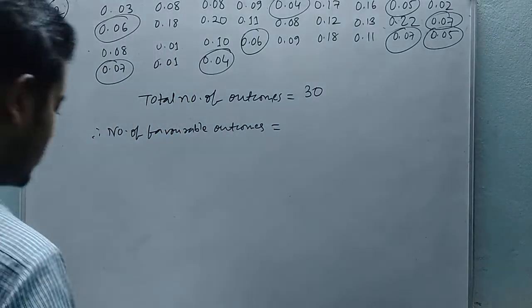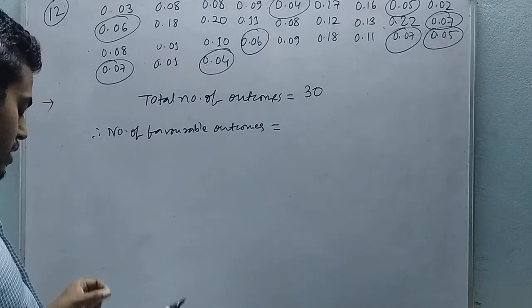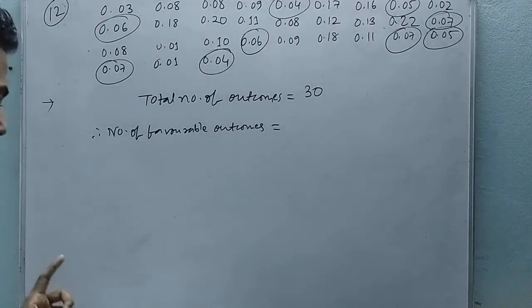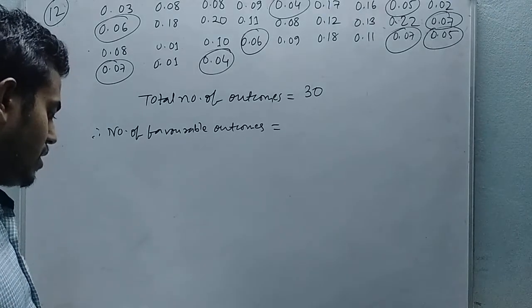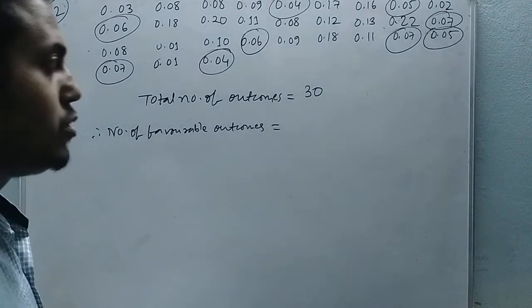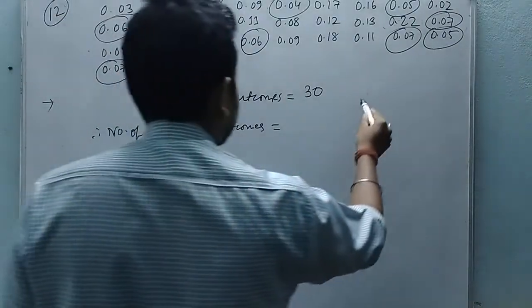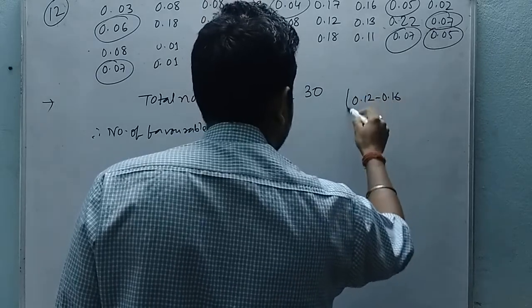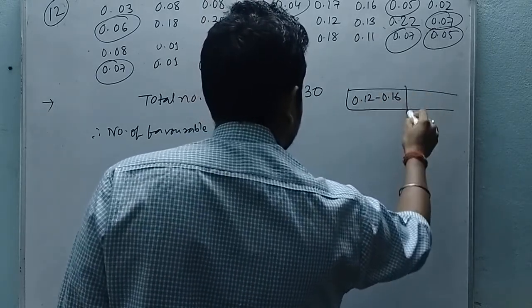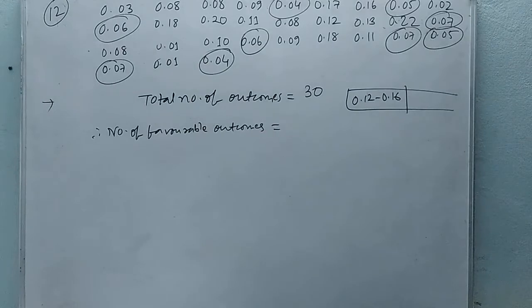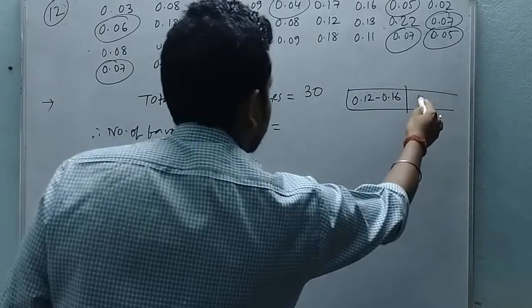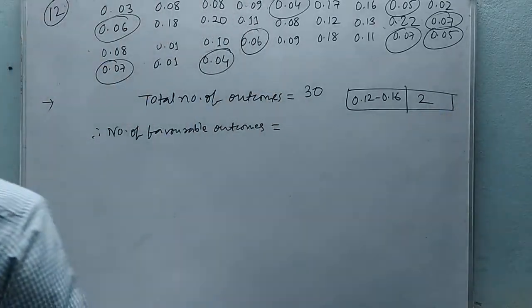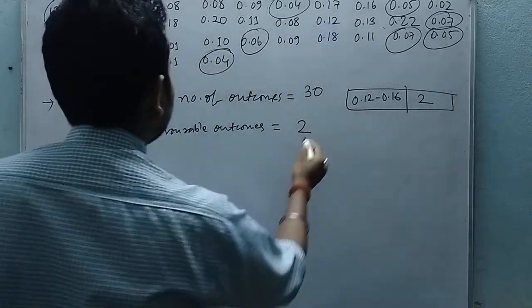Read the question. Using this table, find the probability of the concentration of sulfur dioxide in the interval 0.12 to 0.16. Please see that chart for 0.12 to 0.16. What is the frequency of that class interval? You see 2, right? The number of favorable outcomes will be 2.